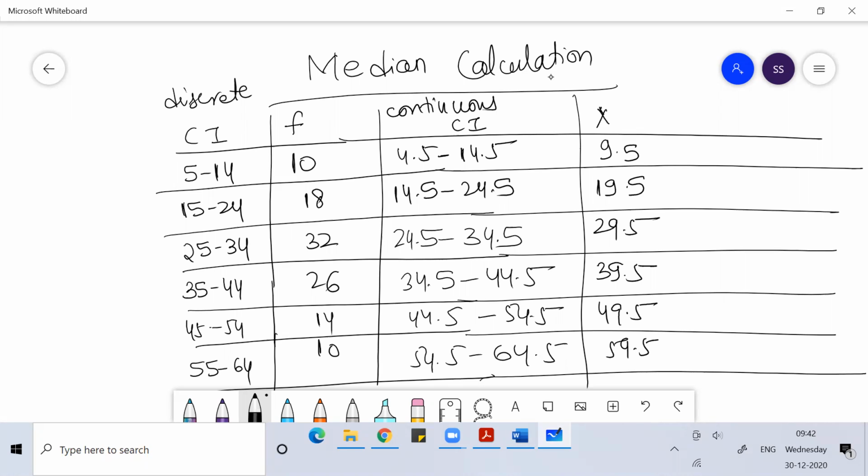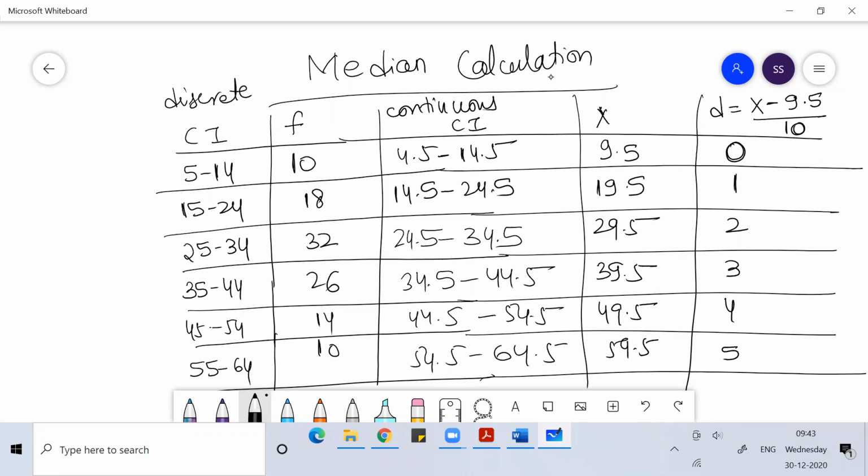Now the data is complicated. If I multiply f into x, I have to do a lot of rigorous calculation, like 19.5 into 18, 29.5 into 32. Without a calculator, that would be very difficult. So let's use the step deviation method. In the step deviation method, I'll write d equal to x minus the lowest value, that is 9.5, divided by the height. Height is 10. So this would be 0, 1, 2, 3, 4, 5. Because I didn't want to use a calculator, I took 9.5 as an assumed mean.